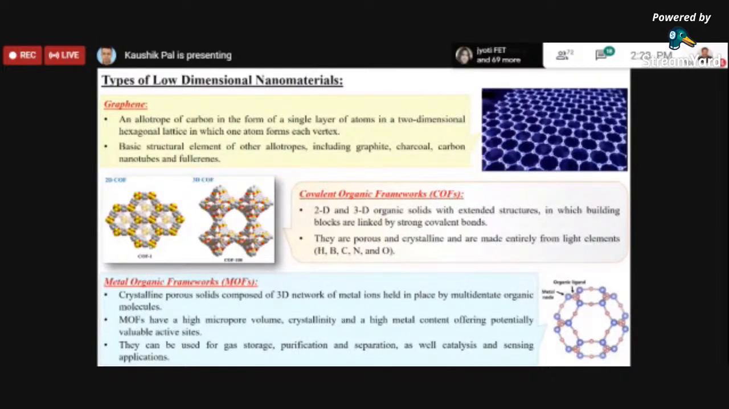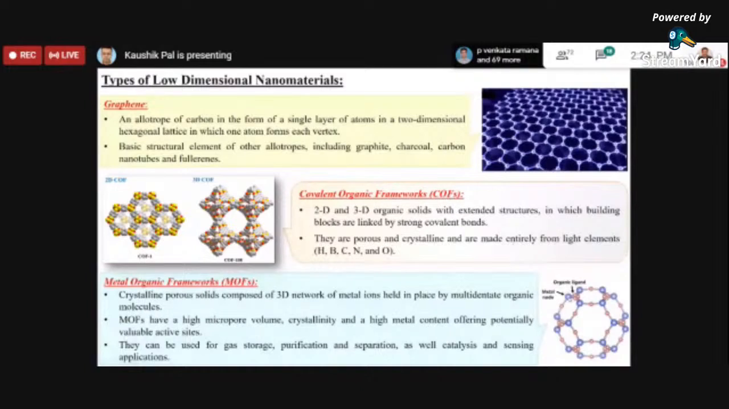Then we have the metal organic frameworks, that is the MOFs. Crystalline porous solids composed of a 3D network of metal ions. You can see it's a kind of cage-like structure basically. Metal ions held in place by multidentate organic molecules. So organic ligands are there, and some metal nodes are there. Basically the structure is like a metallic structure kind of thing.